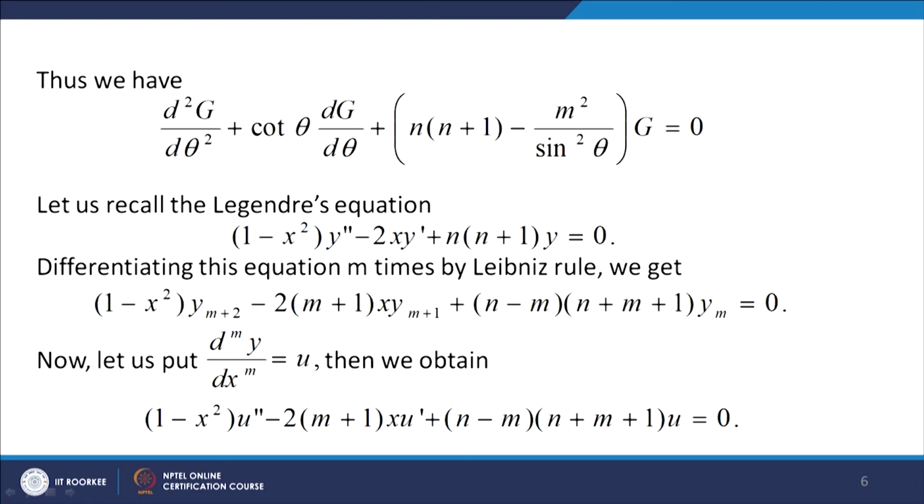Let us differentiate this equation m times by using the Leibniz rule. So, then when you use the Leibniz rule, you get 1 minus x square y superscript m plus 2 minus 2 times m plus 1 x y superscript m plus 1 plus n minus m into n plus m plus 1 y superscript m equal to 0. And here when you put d^m y over dx^m, that is the mth derivative of y, equal to u, what you get is 1 minus x square u double dash minus 2 m plus 1 x u dash plus n minus m into n plus m plus 1 u equal to 0.